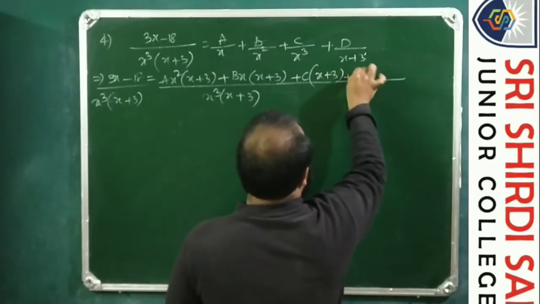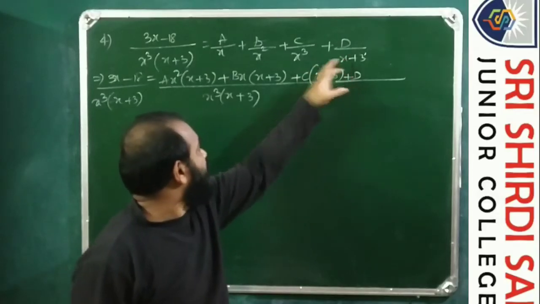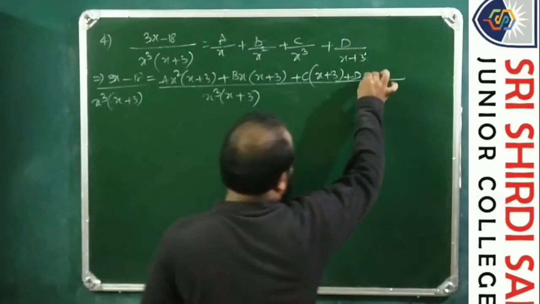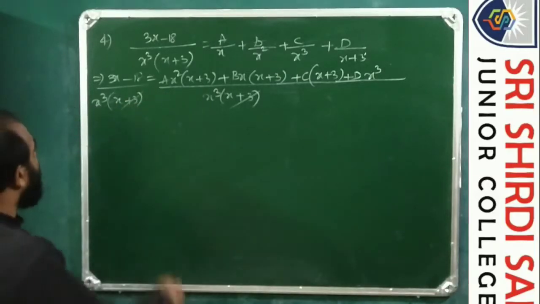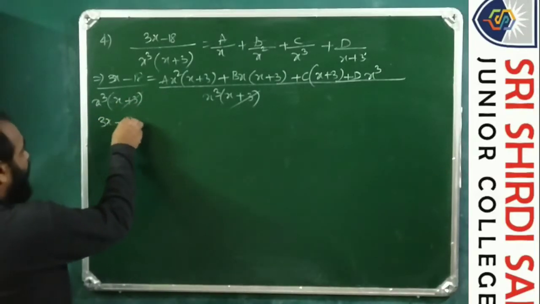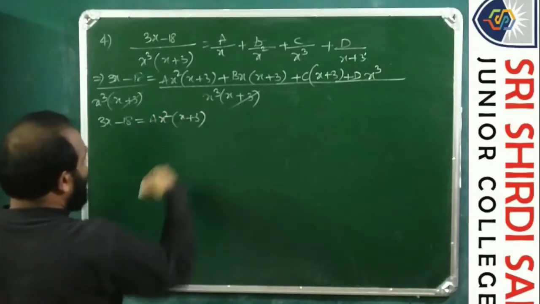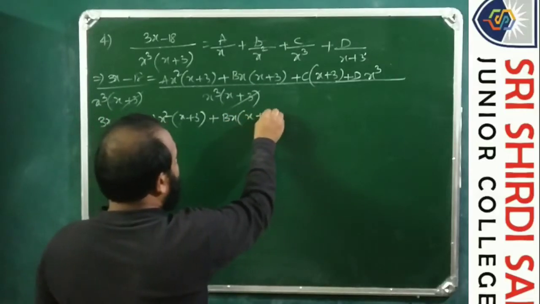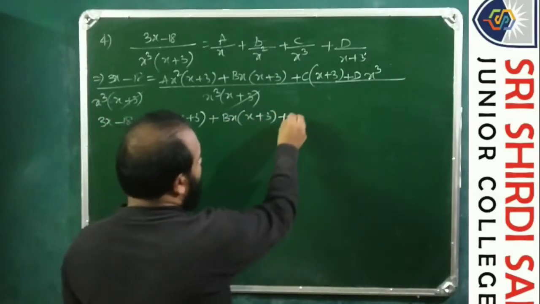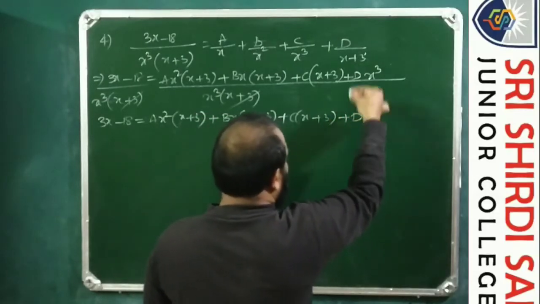plus d into, these two get cancelled. So d into x cube, dx cube. So these two get cancelled on both the sides. So 3x minus 18 is equal to ax square into x plus 3 plus bx into x plus 3 plus c into x plus 3 plus dx cube.